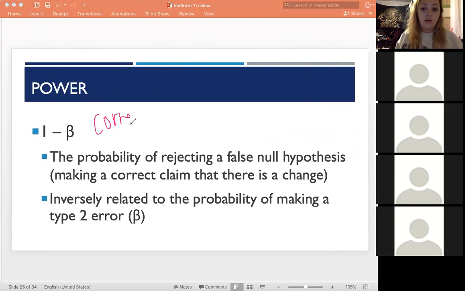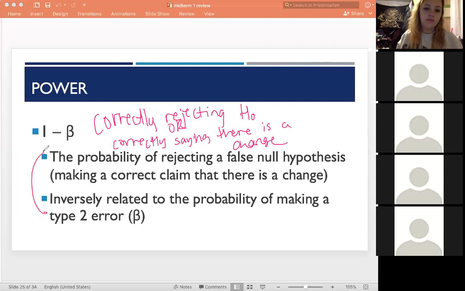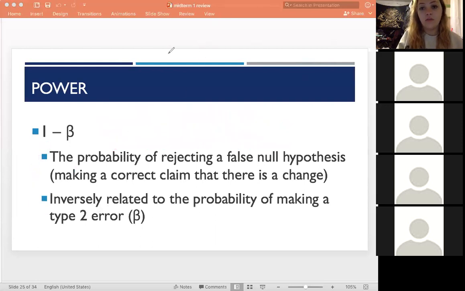So the probability of rejecting a false null hypothesis is basically correctly rejecting the null. I'm going to say this in like 8 different ways, so hopefully one makes sense. So correctly saying there is a change. So it's inversely related to the probability of making a type 2 error, obviously, because it's 1 minus beta. So obviously if beta increases, power is going to decrease, and so on and so forth. So that's what power is. We got the power.